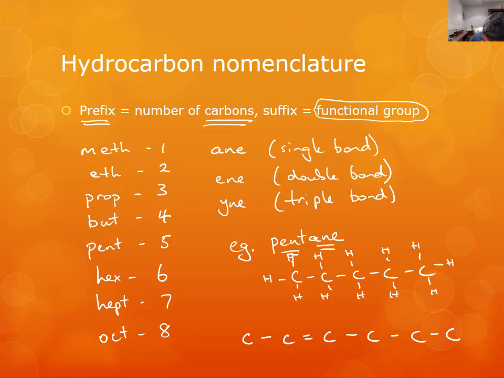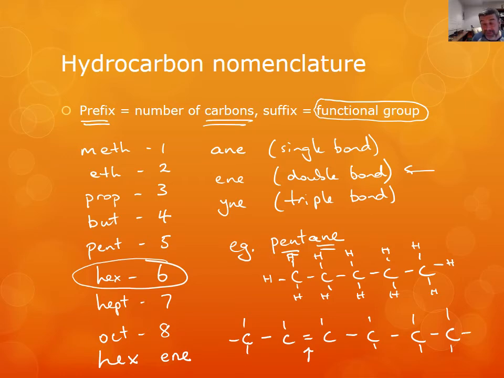So I count up my numbers of carbons: 1, 2, 3, 4, 5, 6. So 6 is this one. So it's going to be hex something. Now I can see that here there is a double bond, and my double bond is this one. So that's ene. So it's hex-ene. Now when I start putting my hydrogens in, remember I need to make sure that the hydrogens are only going to be bonded to a carbon. But all of the carbons need to have 4 bonds around them. So here is 1, 2, 3, 4. So if you make sure that you have enough hydrogens to fill everything, we're all good.